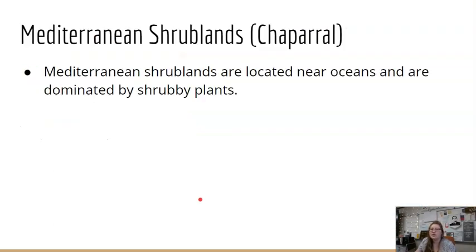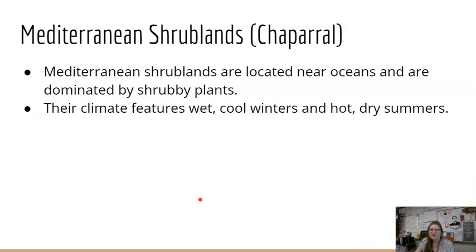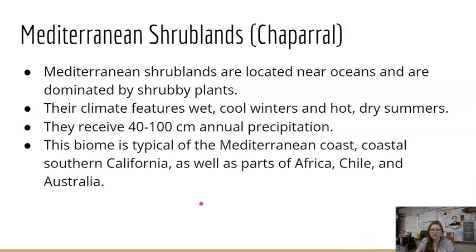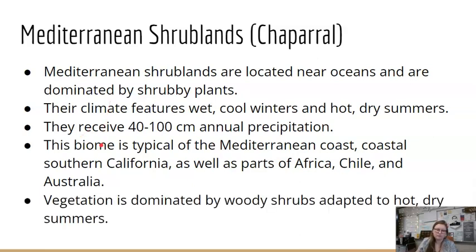Mediterranean shrublands are located near oceans and are dominated by shrubby plants. Their climate features wet, cool winters and hot, dry summers. They receive 40 to 100 centimeters of annual precipitation. The biome is typical of the Mediterranean coast, coastal Southern California, as well as parts of Africa, Chile, and Australia. So it is coastal, so it's along the coast. So if an area doesn't have a coastline, like Oklahoma, we're not going to see this biome.